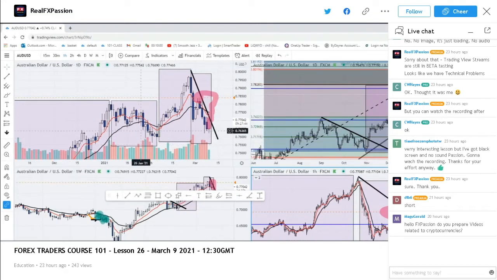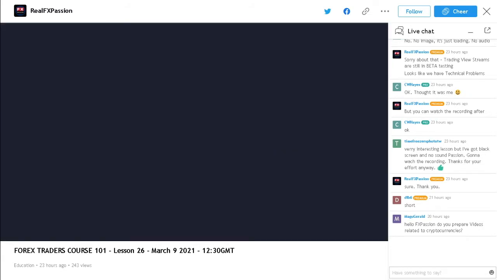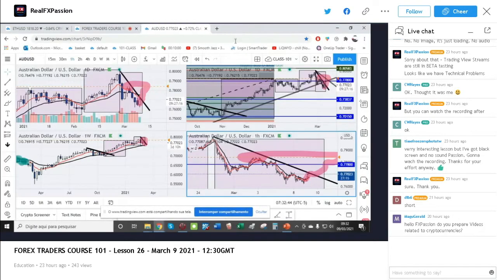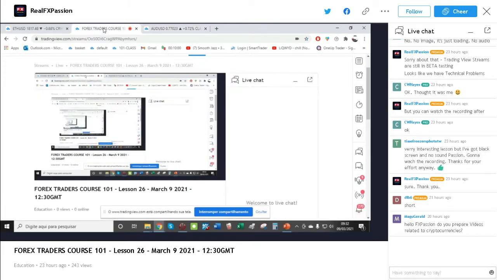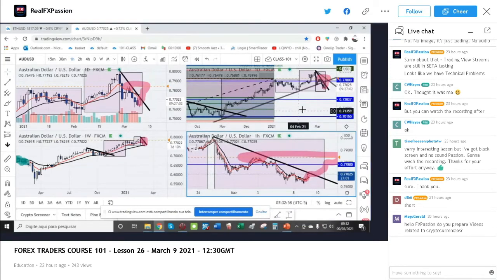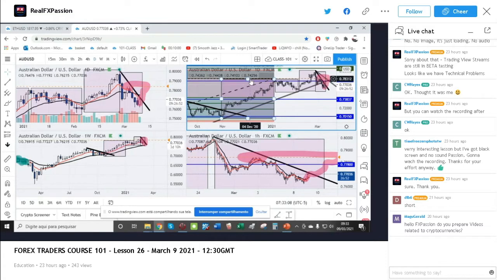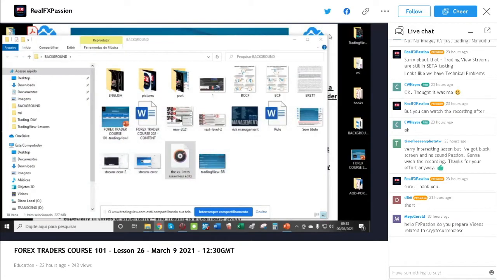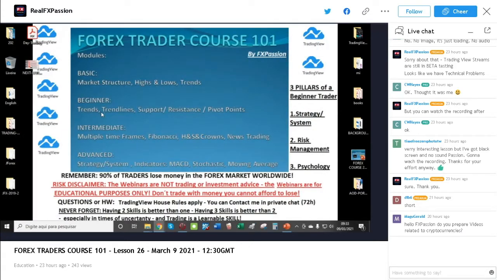Okay, so let me adjust the screen. Let me see here. Okay, everybody, can you see the screen? Yeah, we had some technical problems before with the camera and such.